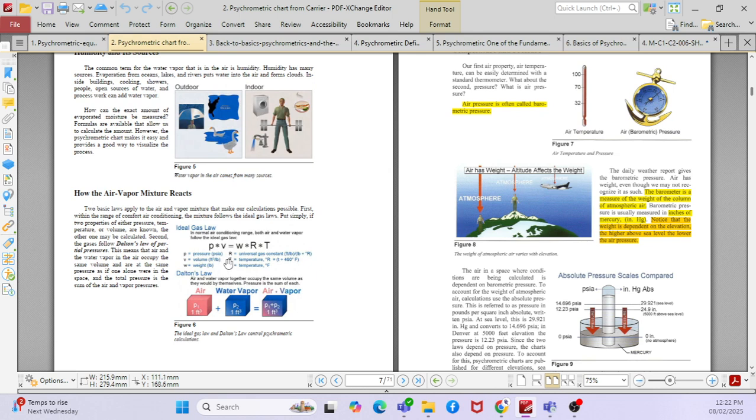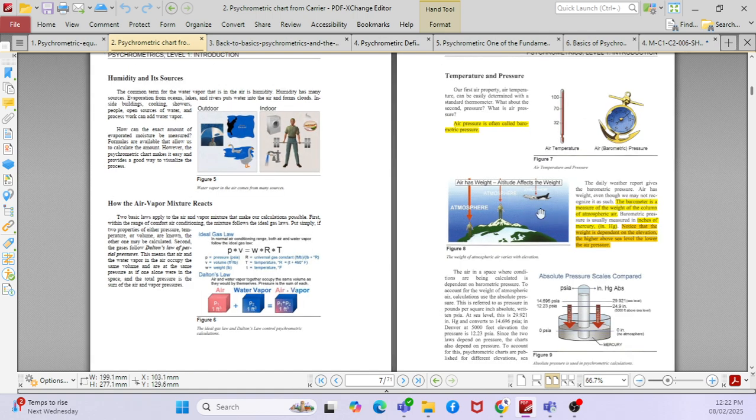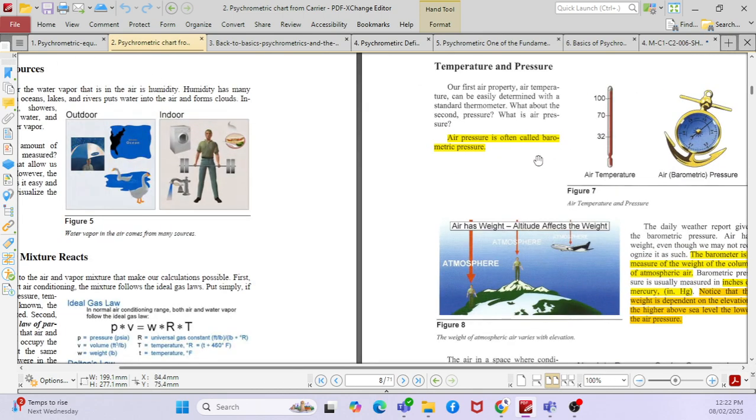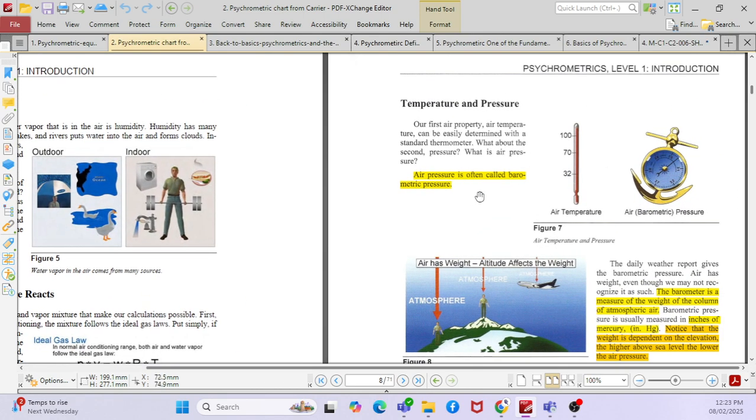There is an equation, the gas law, right? The two basic laws apply to the air and vapor mixture that make our calculation possible. This is Dalton's law of partial pressure, and that equation is called the ideal gas law. Temperature and pressure are related, right? Sometimes in air conditioning, when you are designing a VRF or some other design, you have a refrigerant. When you increase the pressure, the temperature automatically rises. When you reduce the pressure, your temperature also reduces. So there is a relation.